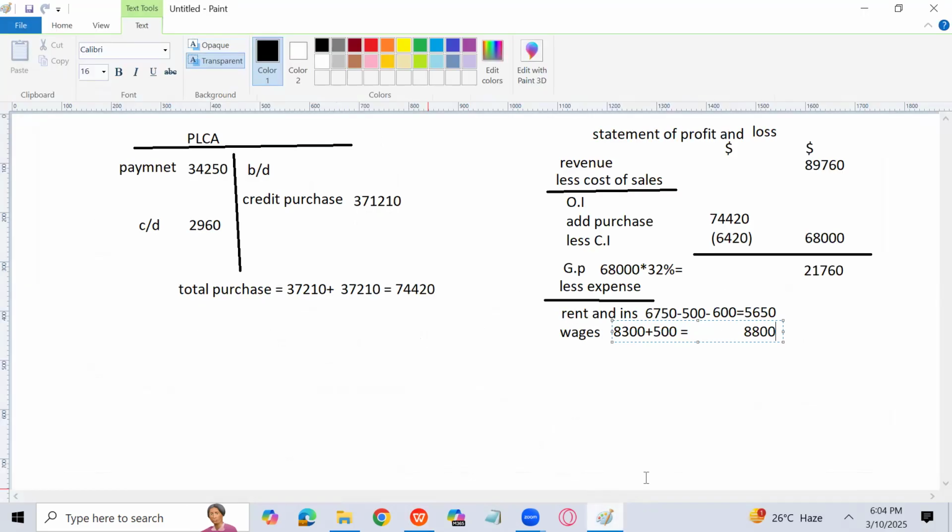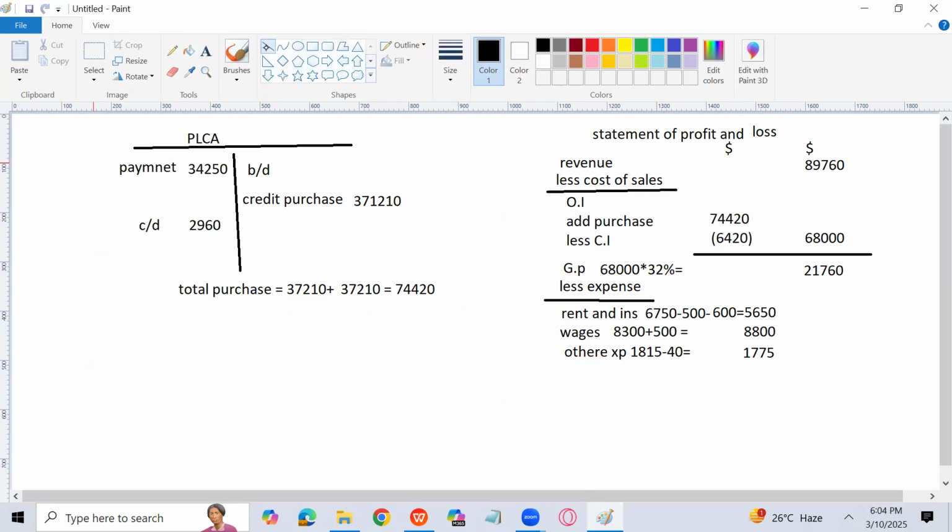So what I will do, 1815 other expenses, 1815 minus 40, we will get the answer. Let's do that. Because 120 divided by 3 is 40, 1815 minus 40, that is 1775. So 1775 is going to be the other expenses. So this is how I will do that. The total expenses will be there.